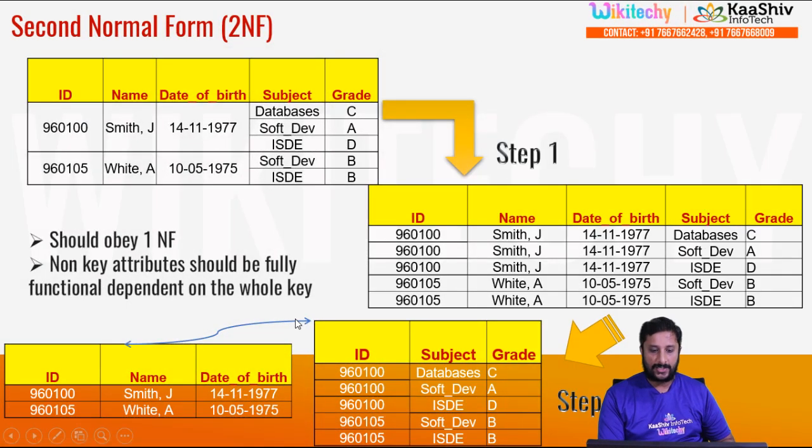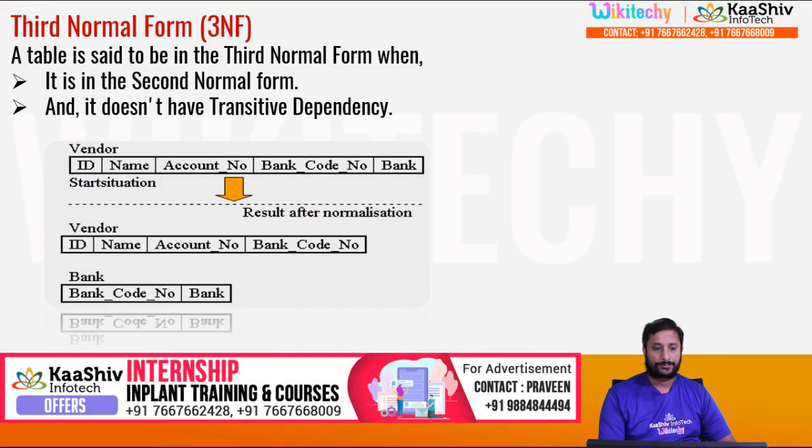You are able to see it here. I have shown it previously itself. So the general normalization format, this is the second normal form, because I have segregated them: the ID, name and date of birth are closely related, and your subject and grade is closely related with ID. It should obey first normal form, and the non-key attribute should be fully functionally dependent on the whole key. So that's the one for second normal form.